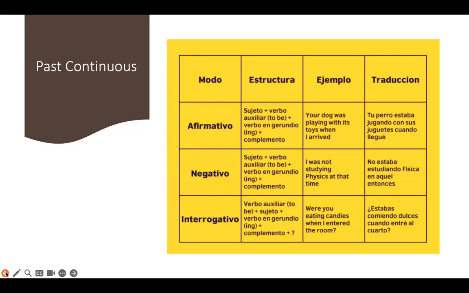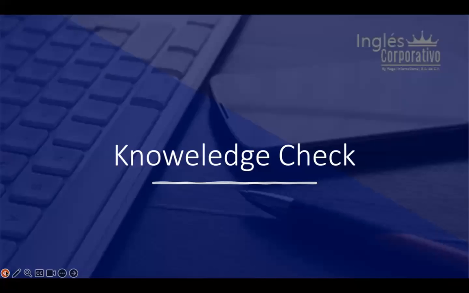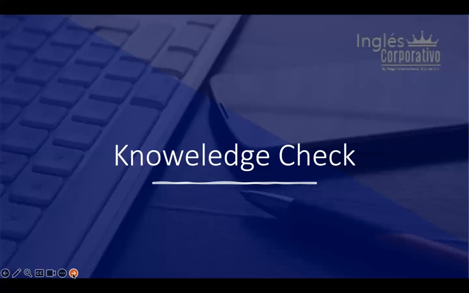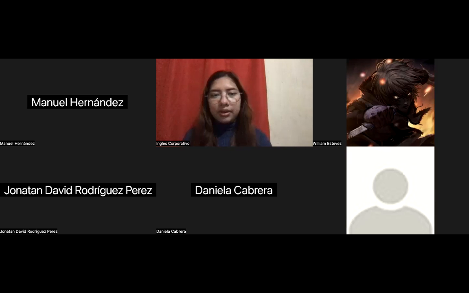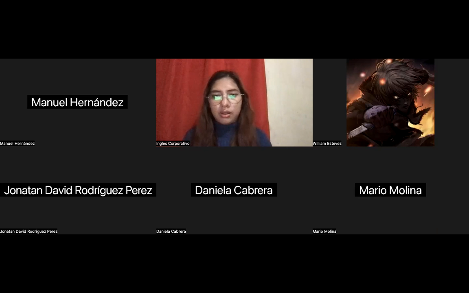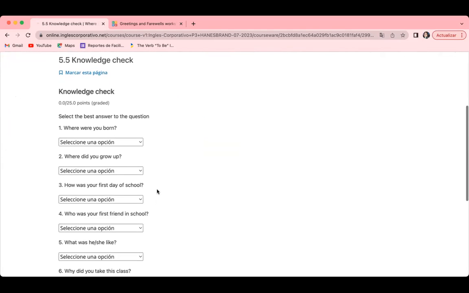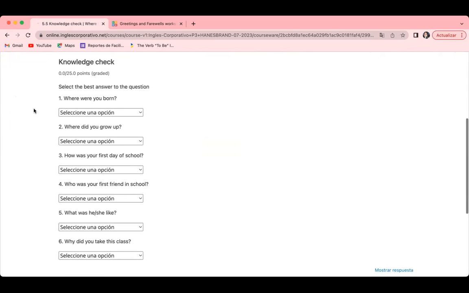Okay, let's move. Nos vamos a mover al knowledge check, ya que no ingresaron los demás. Vamos a ver el knowledge check. Let me see. We are going to complete the knowledge check. Do you see my screen? ¿Pueden ver mi pantalla? Yes. Okay, awesome. Tenemos acá el knowledge check. Lo vamos a hacer juntos. Remember, ustedes lo tienen que hacer en su plataforma. Tenemos: select the best answer to the question.